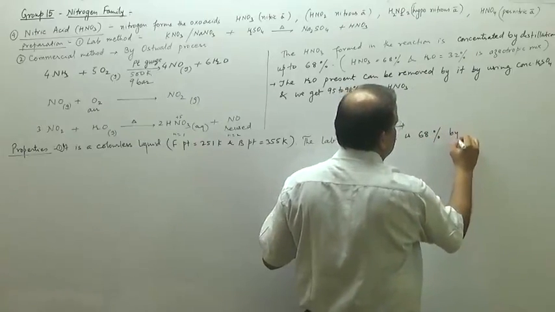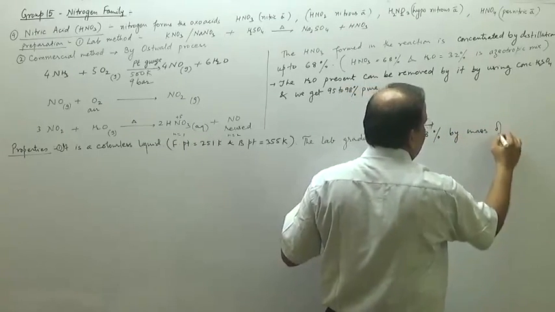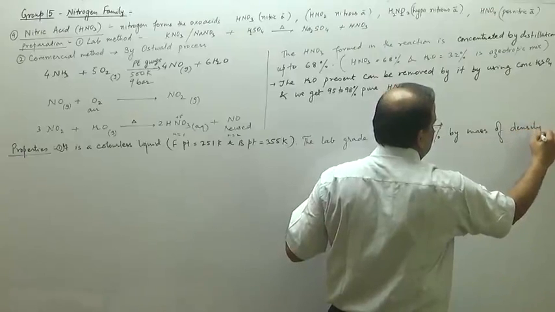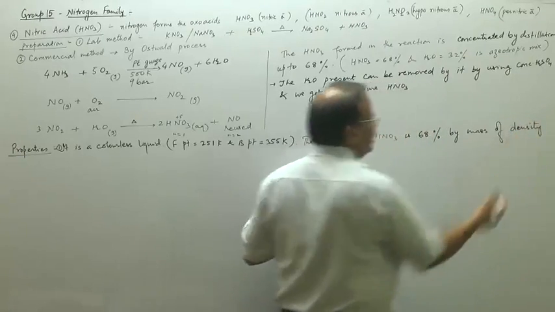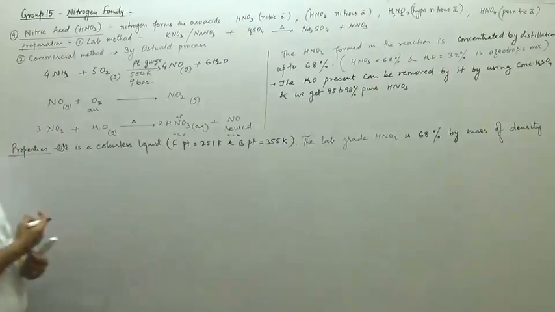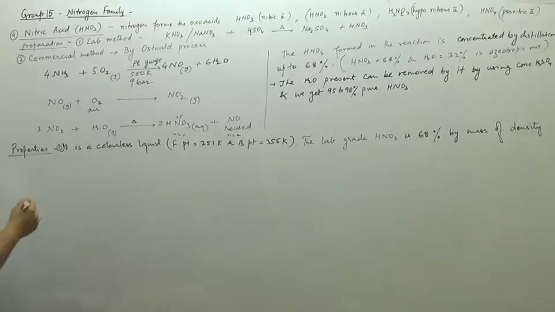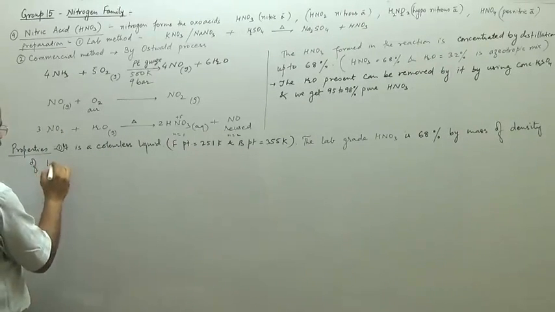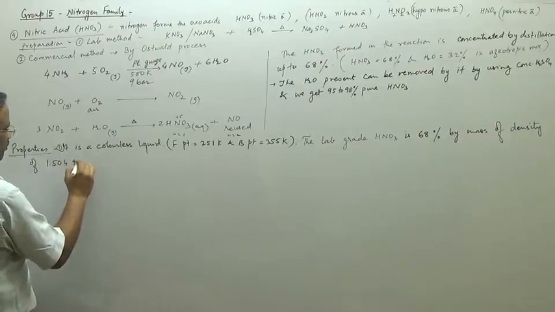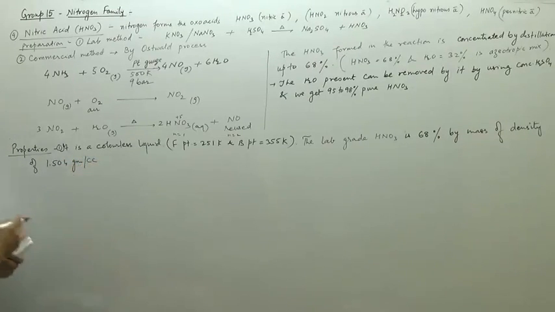68% by mass, of density, because it is 68% by mass, so it will be having a density of 1.504 gram per cc. Consider centimeter cube. So that is the lab grade HNO3.